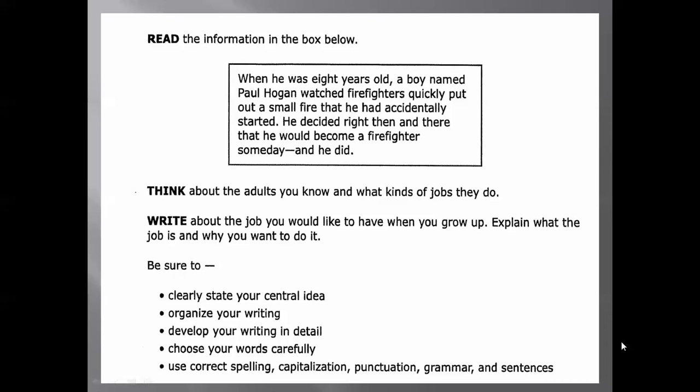And here are your reminders. Be sure to clearly state your central idea. Your central idea, that is going to be expository. Organize your writing straight from the rubric. Develop your writing in detail. Choose your words carefully. Use correct spelling, capitalization, punctuation, grammar, and sentences.